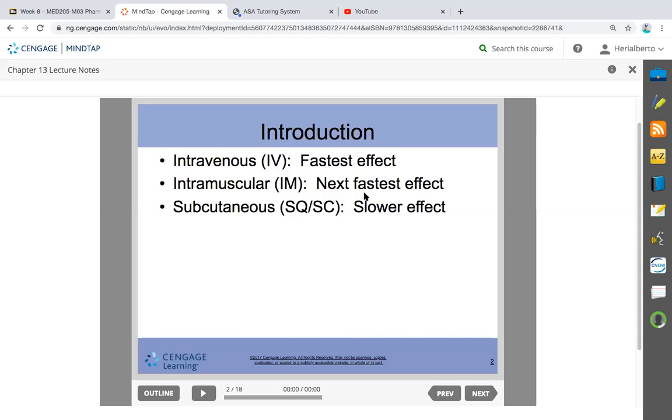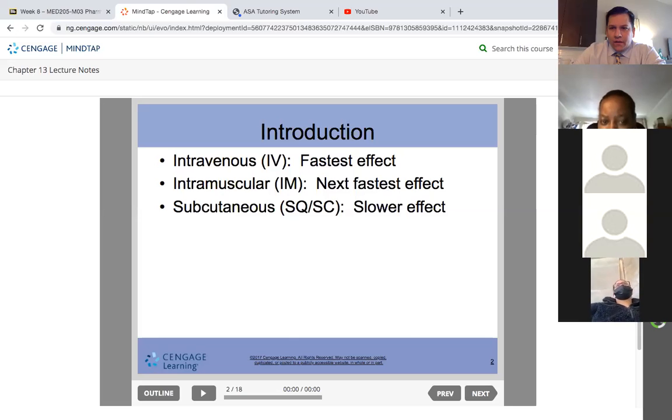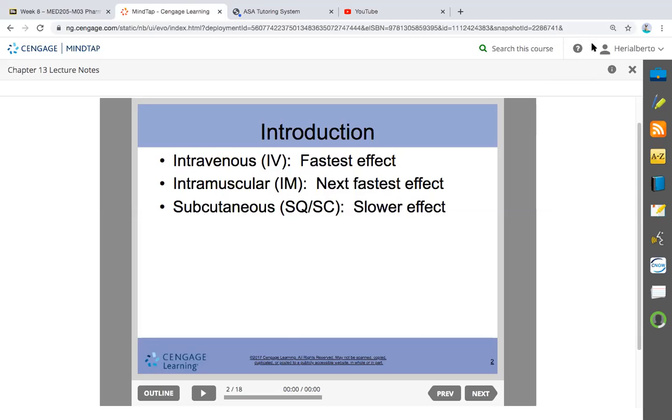Also, we have the intramuscular parenteral medication, that is the next fastest effect. The medication is injected through the muscles, for example, in the deltoid muscle for immunization, or in the thigh muscle for small patients, like from newborns to the first 2 years old, and in the gluteus for other medications like painkillers and penicillin, for example. And also the subcutaneous, that has a slower effect. A perfect example is insulin.